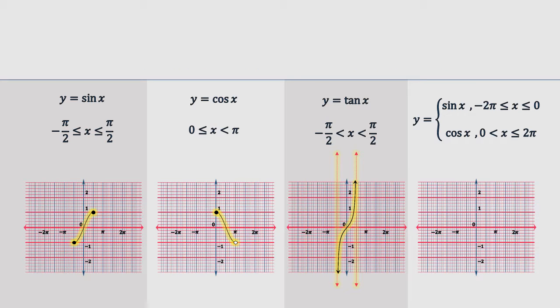Here are the graphs for the first three. Endpoints in dark highlight are part of the graph of the function, and endpoints in white are excluded from the graph of the function. The dotted red lines are asymptotes. As for the fourth, a piecewise defined function, which outputs sine x when x is between and inclusive of minus 2 pi and 0, and cosine x when x is between 0 and 2 pi inclusive of 2 pi. The graph is as follows. Did you get all of them right?